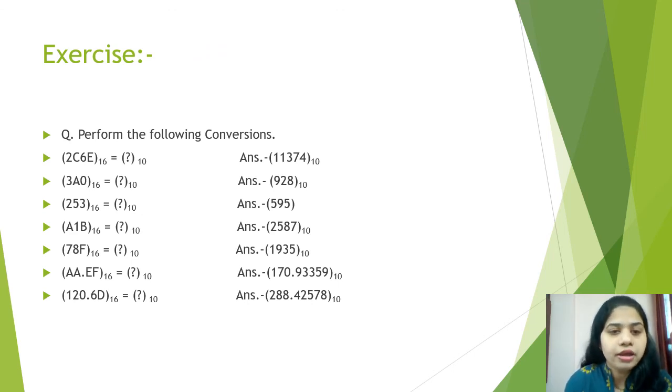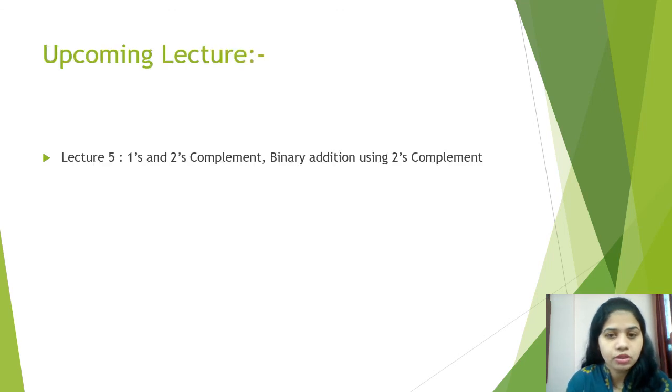Again I have given some exercises. You just solve the problems and verify your answers with the given answers. So this is all about hexadecimal to binary and hexadecimal to decimal conversion. In the next lecture, we are going to discuss the ones complement and twos complement and their binary addition using twos complement.